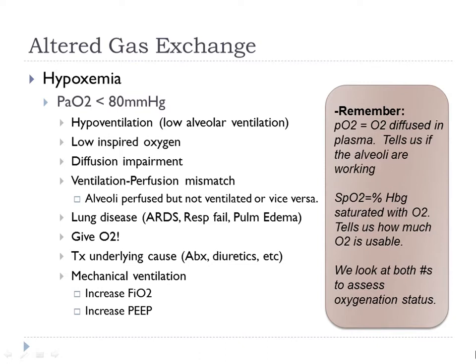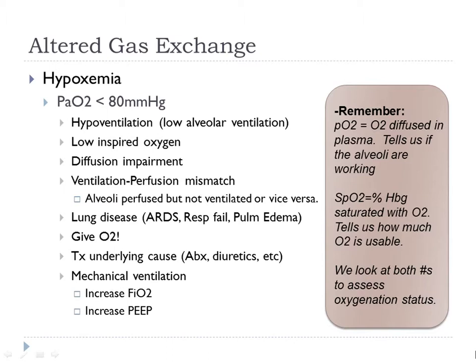The level of PaO2 tells us if the alveoli are working, right? So some causes of low oxygen, hypoxemia: we're not getting air to the alveoli, we're not getting enough oxygen, diffusion is not happening properly. Remember, diffusion is how the gas goes back and forth, right? From the airway to the blood system, to the vascular system.